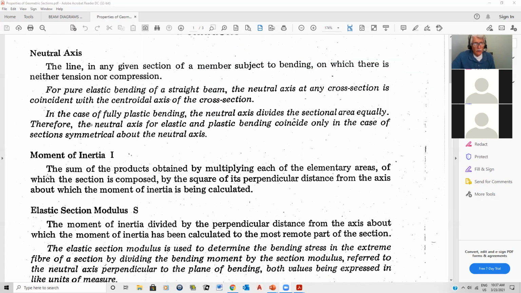And of course, the moment of inertia is the sum of the products obtained by multiplying each element of the area, of which a section is composed, by the square of the perpendicular distance. In other words, the moment of inertia is equal to an area times a distance squared. Now, guys, when I learned this the first time, area is in squared, this is squared, and all of a sudden we're talking about to the 4th. I don't know about you guys, but I've had a lot of wine in my days and I still can't see the 4th dimension.